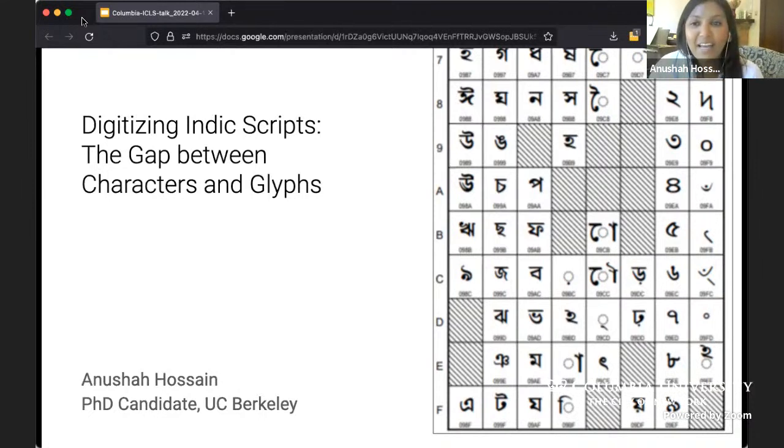Okay, so hi everyone. Today I'm going to be recounting a story that illustrates how the Unicode Standard serves different communities, and in particular the Indic script communities. Like Anshu mentioned, Indic scripts are those that were descended from the ancient Brahmi script and are used throughout South and Southeast Asia.